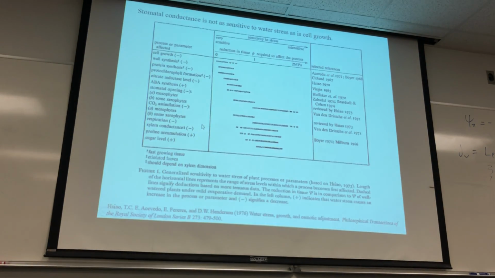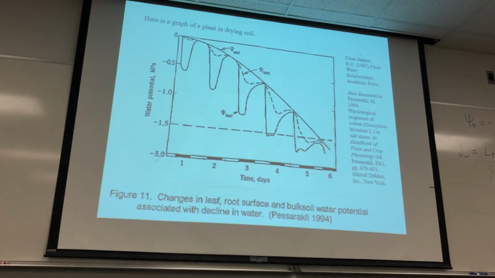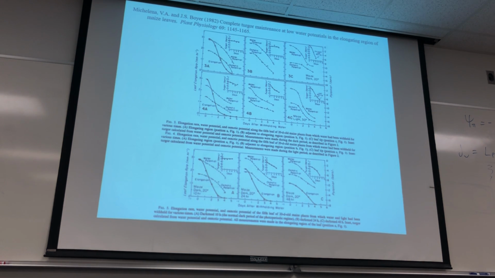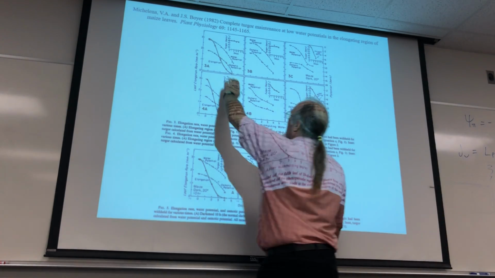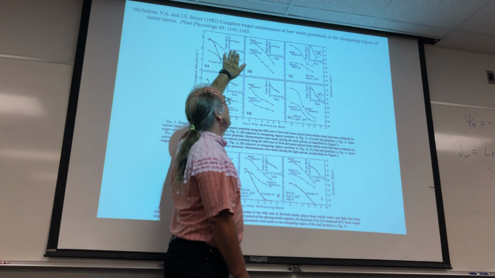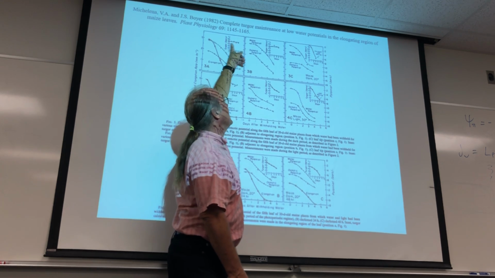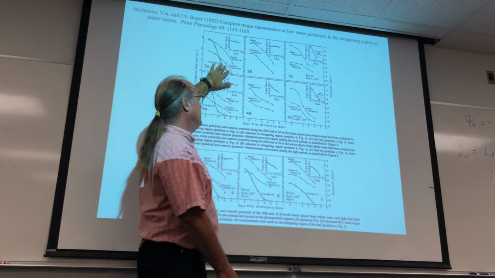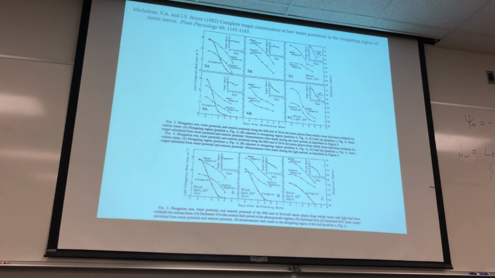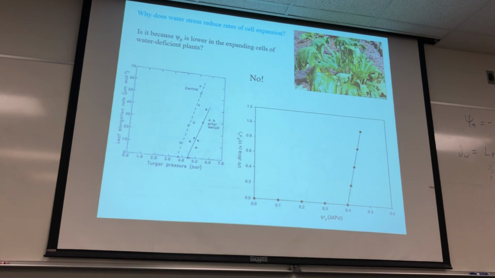We talked about this: osmoregulation, all these things that don't affect. Pressure potential doesn't control. Isn't the reason why cells stop expanding at low water potentials because of this turgor maintenance due to osmoregulation in the expanding zone? But still, the cells stop expanding.